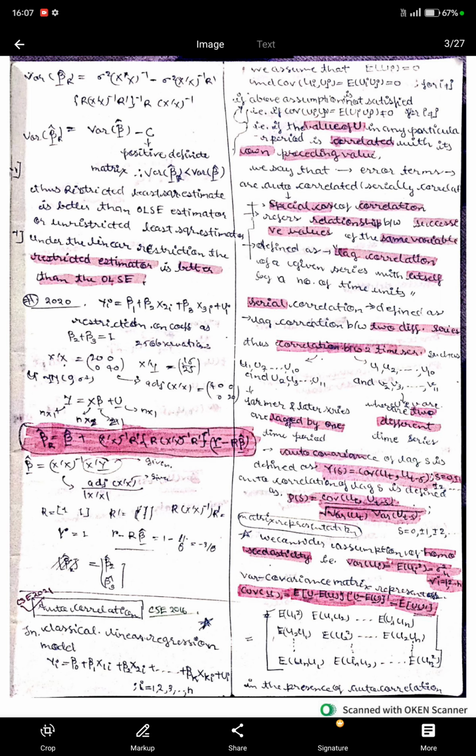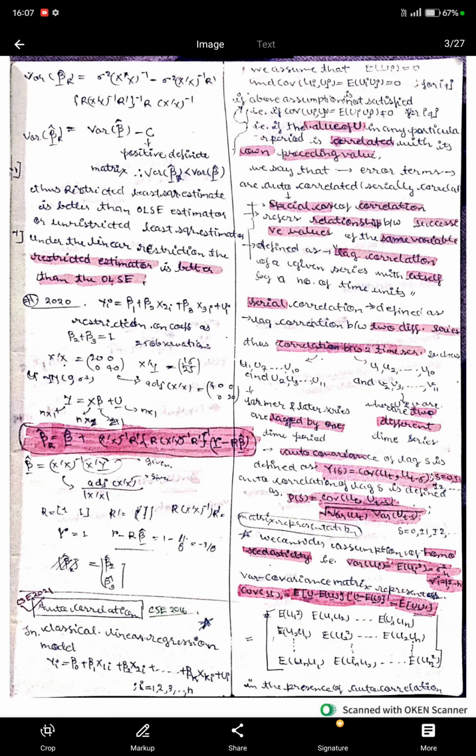Autocorrelation of lag S is defined as gamma S equals covariance of ut comma ut minus S. S can take any value 0, plus minus 1, plus minus 2 and so on. Autocorrelation of lag S is defined as autocorrelation rho S equals covariance of ut comma ut minus S upon the square root of variance ut times variance ut minus S, where S equals 0, plus minus 1, plus minus 2.